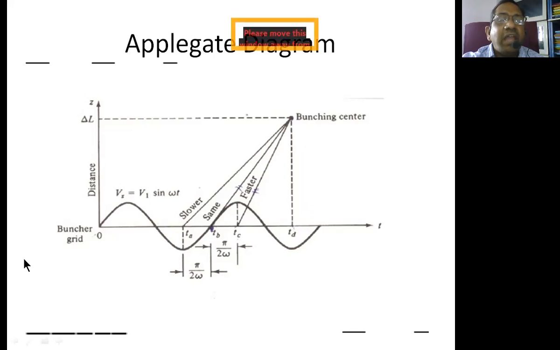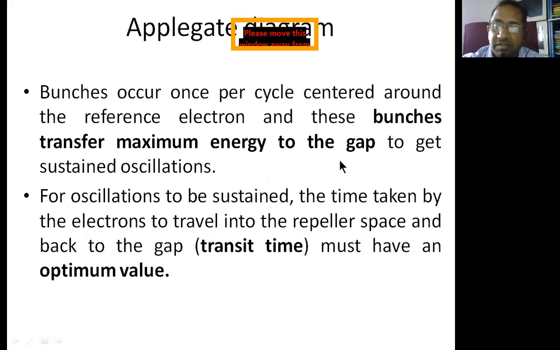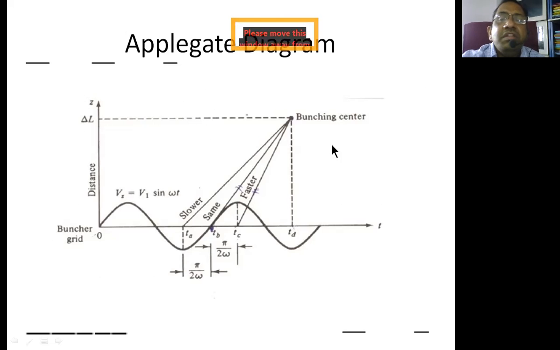So this diagram is known as an Applegate diagram. Using this Applegate diagram, we say that a single bunch is formed like this. Many bunches are getting formed to generate a wave like this. See here, this is one bunch. Imagine that this is a sine wave signal. This sine wave is a combination of many such dot points. This is one dot point, another dot, another dot. This is a bunch, this is a bunch, this is a bunch. Like this, many bunches are getting formed.